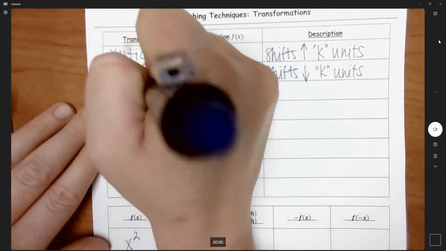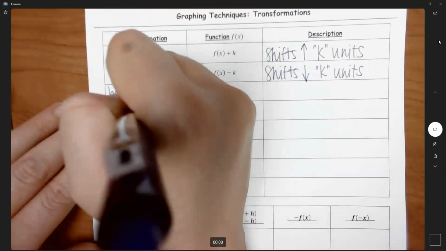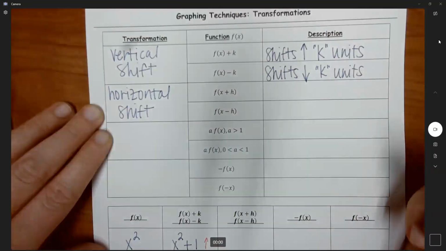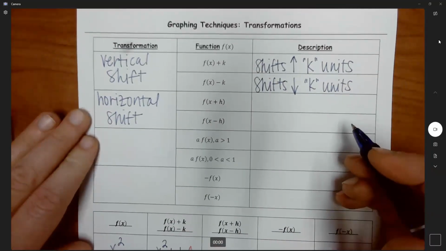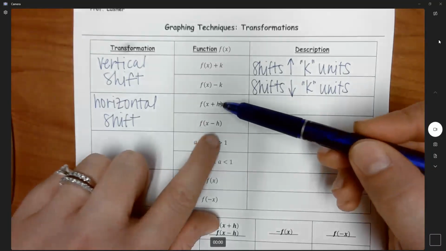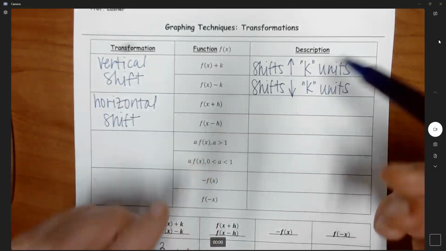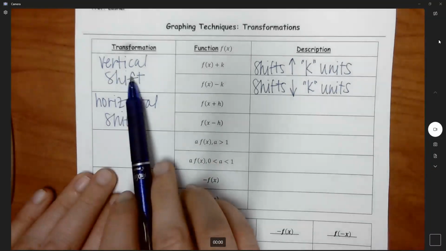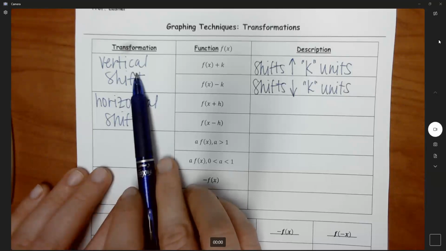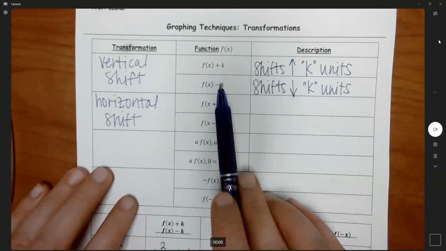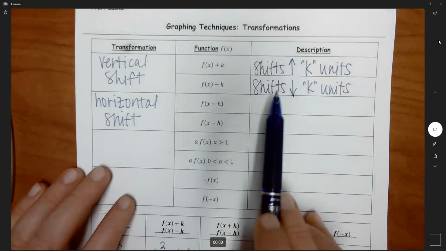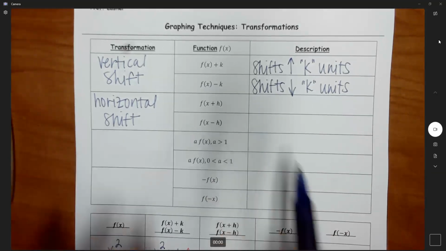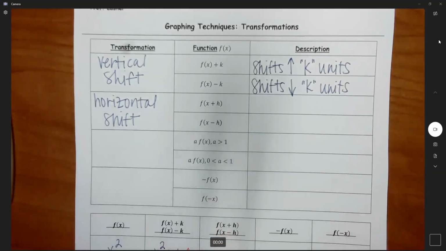is going to be our horizontal shift. Our horizontal shift happens when I am adding or subtracting something inside of my function. Okay. Now, unlike my vertical shift, that is predictable, plus k is up, minus k is down, my horizontal shifts predict opposite of what we think.